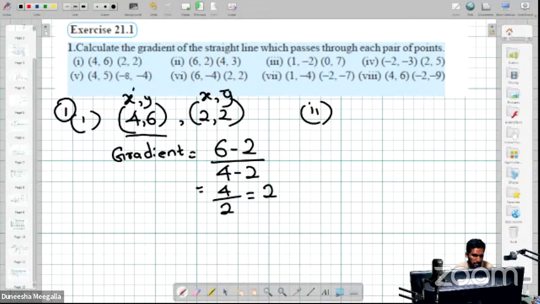Satish, shall we finish? Okay. Shama, are you finished? 6, 2, 4, 3. These are the two coordinates. What is the gradient?